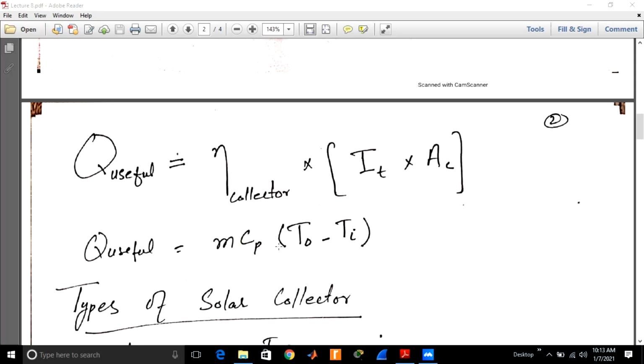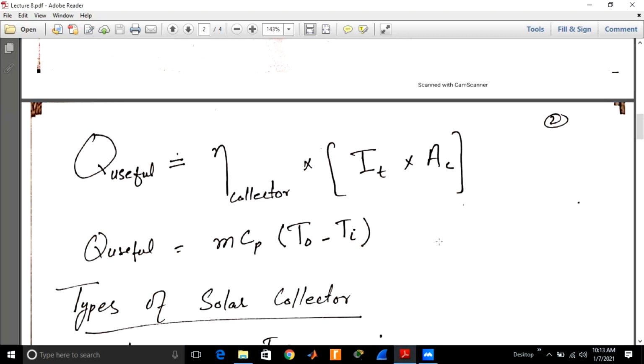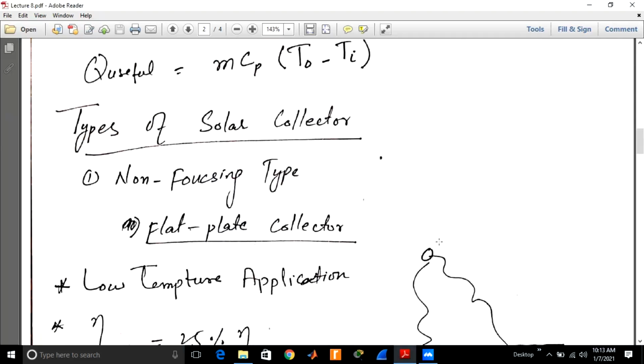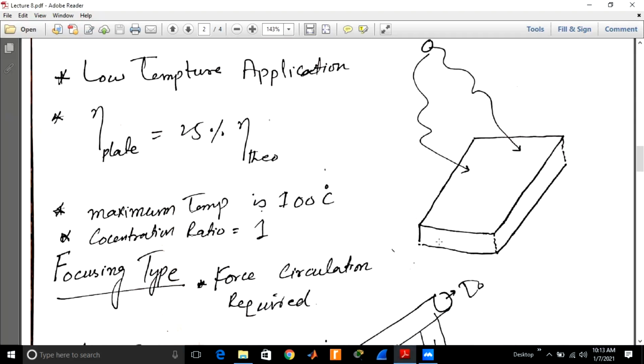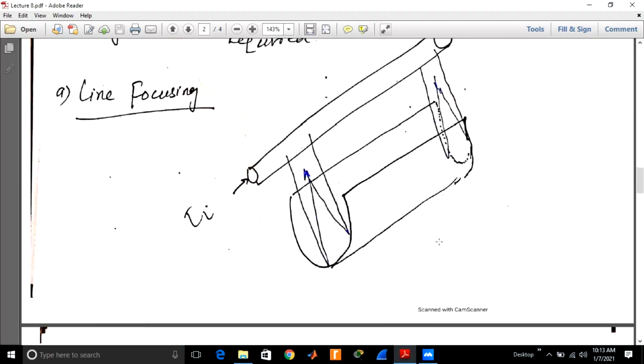Now, what is meant by Cp? Cp is the specific heat capacity. What is meant by specific heat capacity? It is the property of the fluid that when you heat the fluid, it determines how much heat it will take. So this is called specific heat.